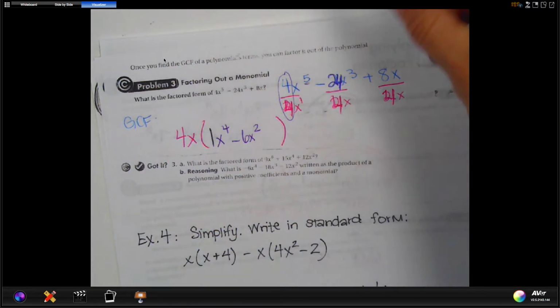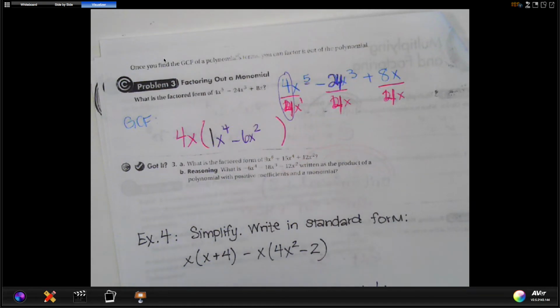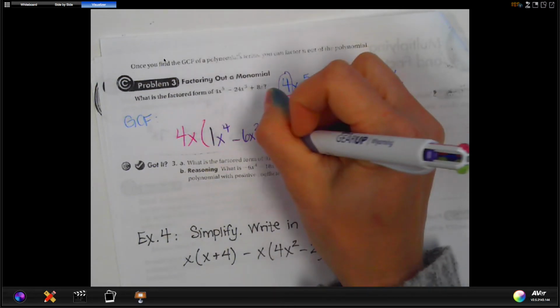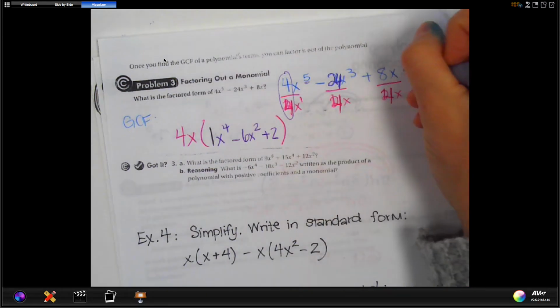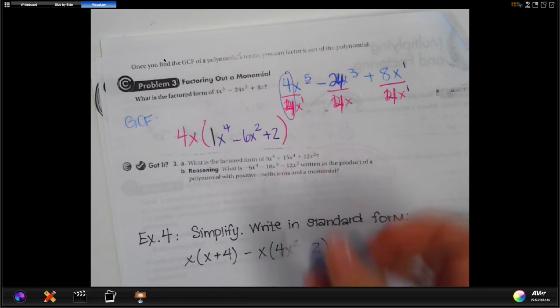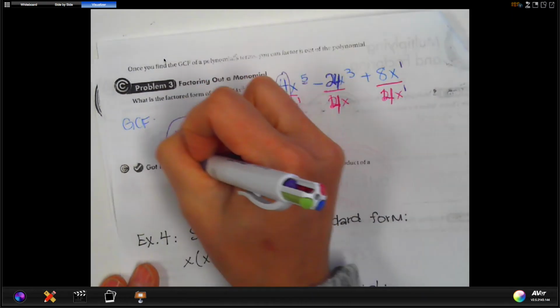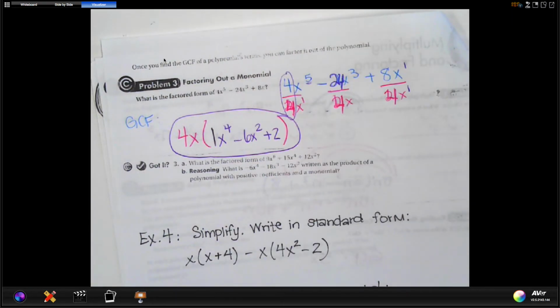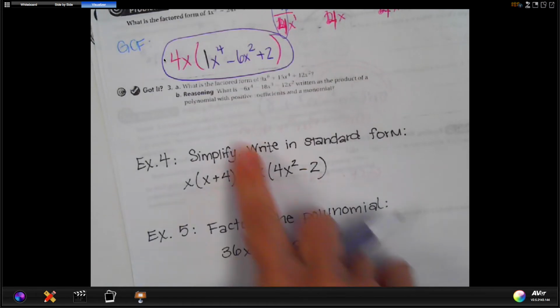And now finally, what is 8x divided by 4x? Elvin, what is that? Positive 2. No x now, right? 1 minus 1 is 0. And we know anything to the 0 power is like multiplying by 1. This is the factored form. We just put the parentheses back in. That's the answer.